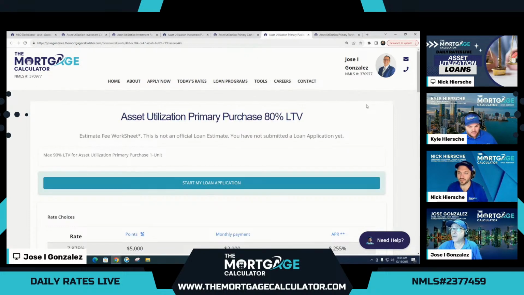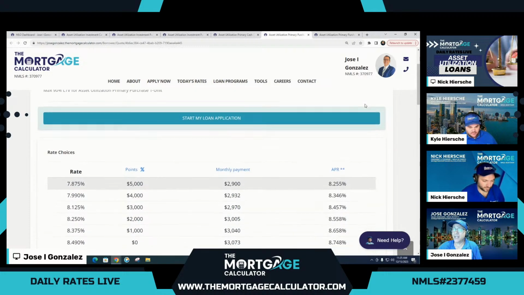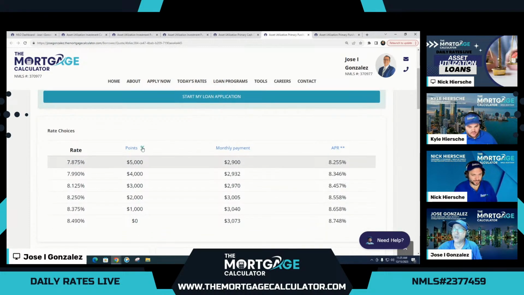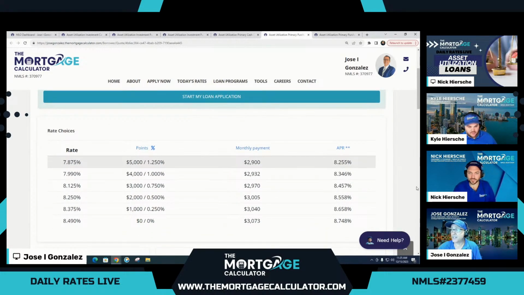So now that was at 90%. I always like to put this in context and show options at a little bit lower LTV. 90% is the maximum for this product for primary, but at 80%, which is more the traditional LTV for this product, look at the rate improvement. You're looking at 8.49% at par. That dropped considerably.